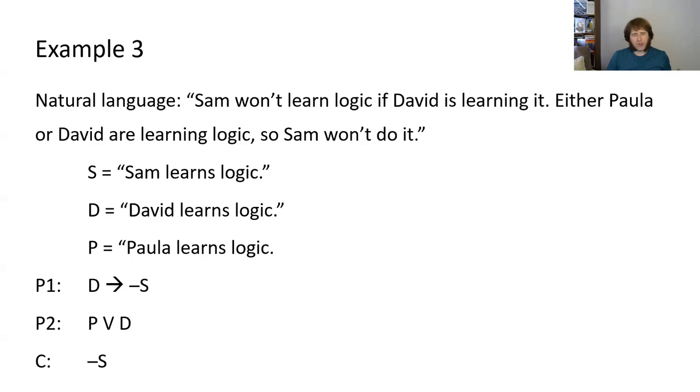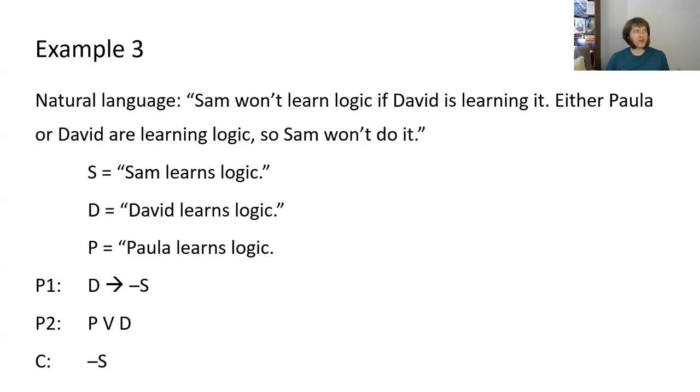We could put that another way around. Don't worry about this if it's a little bit confusing. This is just to show that implication statements, you can represent the same thing a few different ways. So we can represent it as if D, then not S. We can also flip that around and say if S, then not D. We're not really told that here, but if Sam is learning logic, then it must not be the case that David is learning logic.